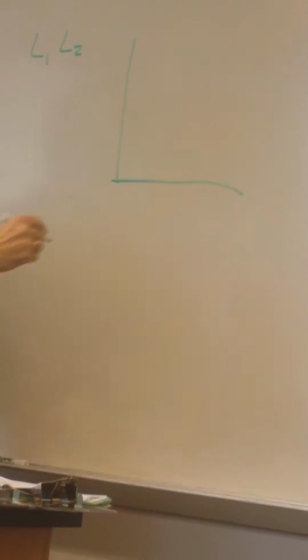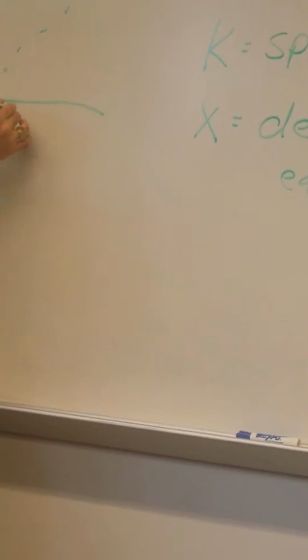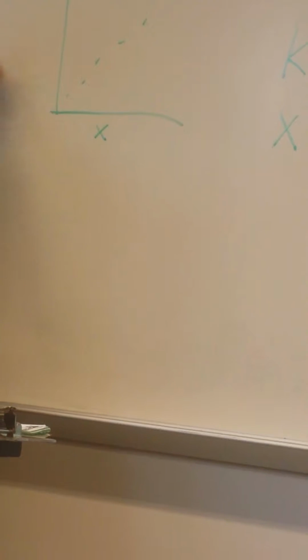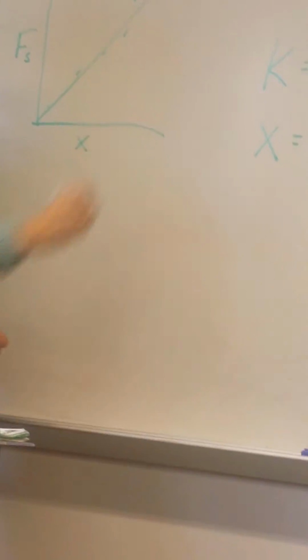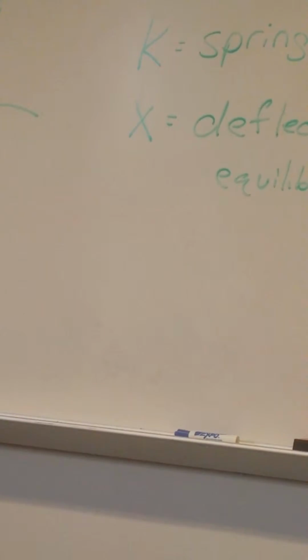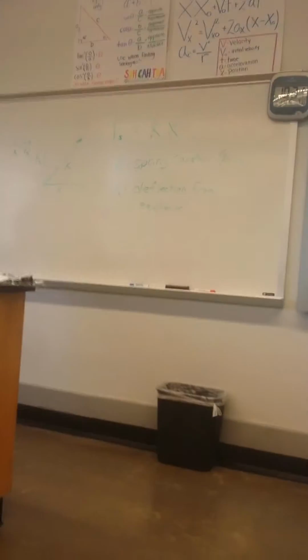With your graphing calculators, do the L1 and L2 thing and put your data in and you will get a plot. Just remember the X's have to be L1 and the F sub S has to be your L2. You'll see it's a really nice straight line, and the slope of that line is k. All right. So you have to know that, otherwise you can't do this.